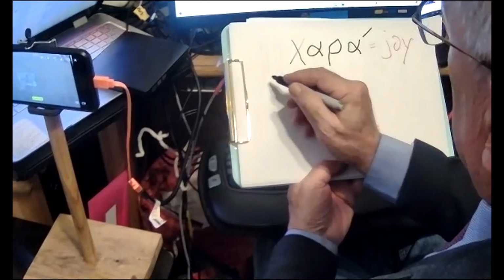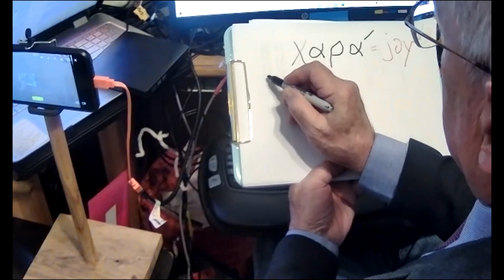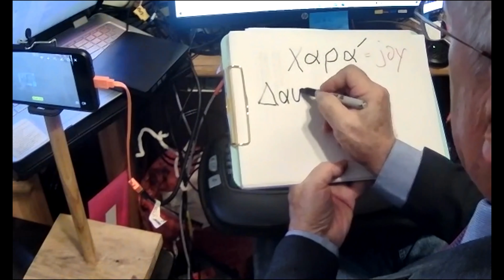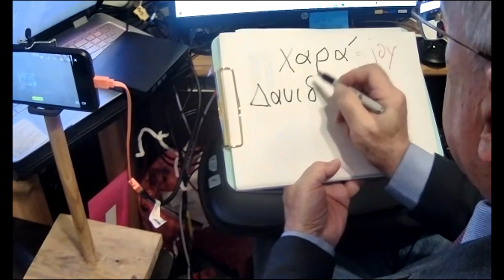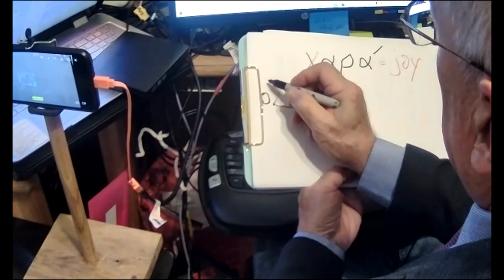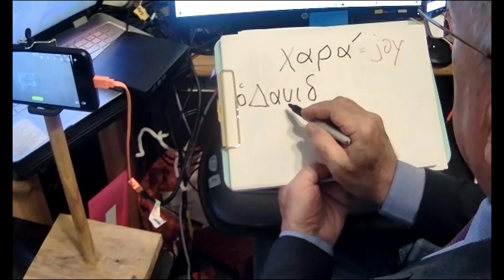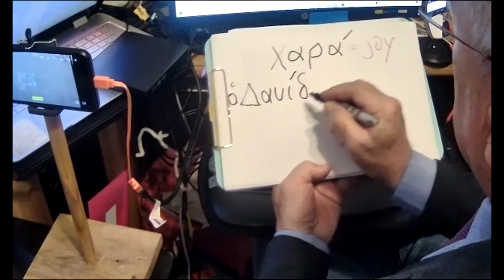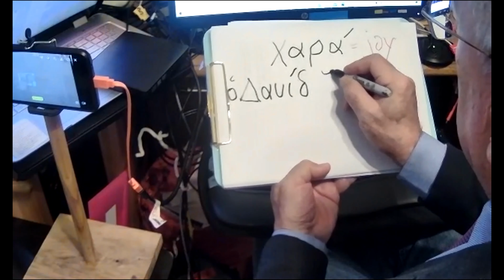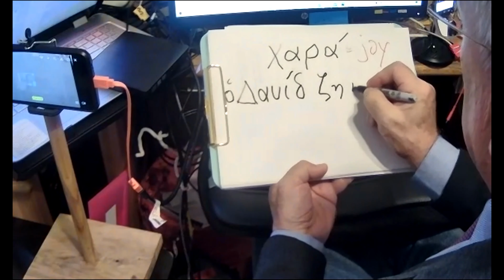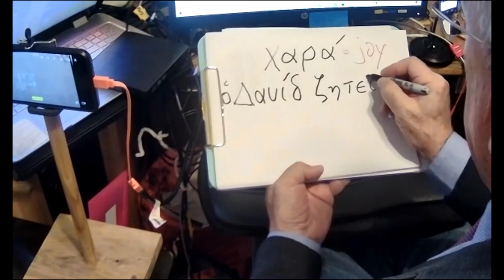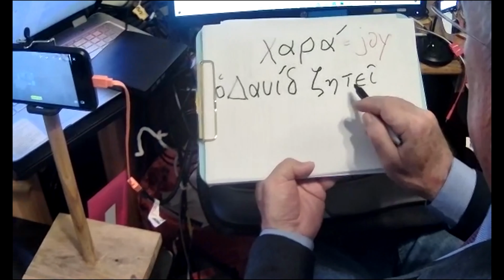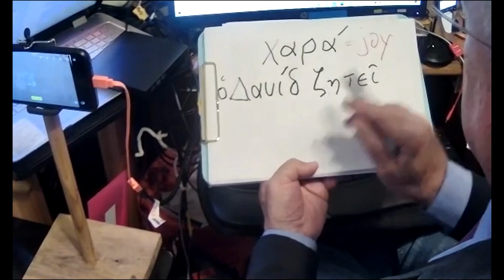For example, if we took our previous verb and let's say that we want to say David. Actually, I should put ho David, because we use the article with proper names in Greek. David is seeking. So I'm going to write zeteo, and because there is a contraction here, I'm going to include this circumflex accent. Zeteo, David is seeking, or David seeks.